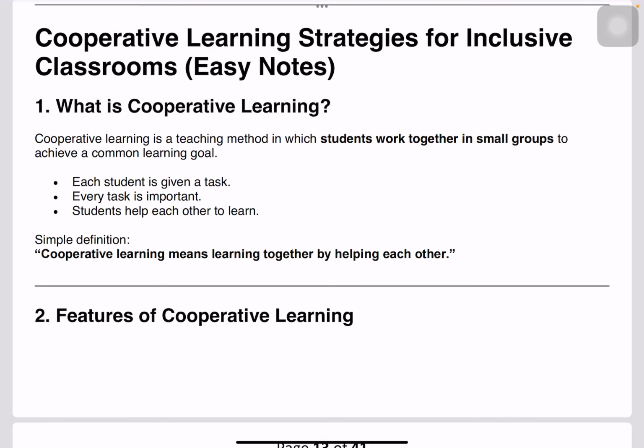Cooperative learning is a teaching method in which students work together in small groups to achieve a common learning goal. Each student is given a task. Every task is important. Students help each other to learn. Simple definition: cooperative learning means learning together by helping each other.